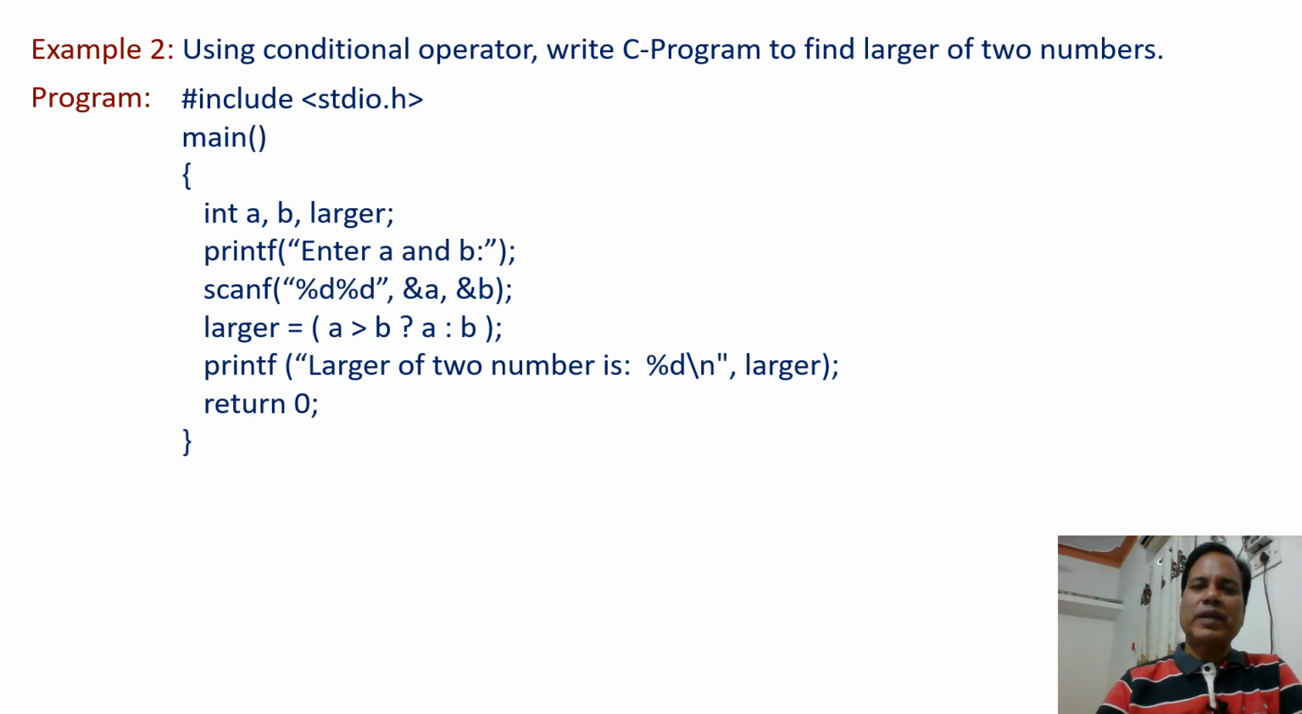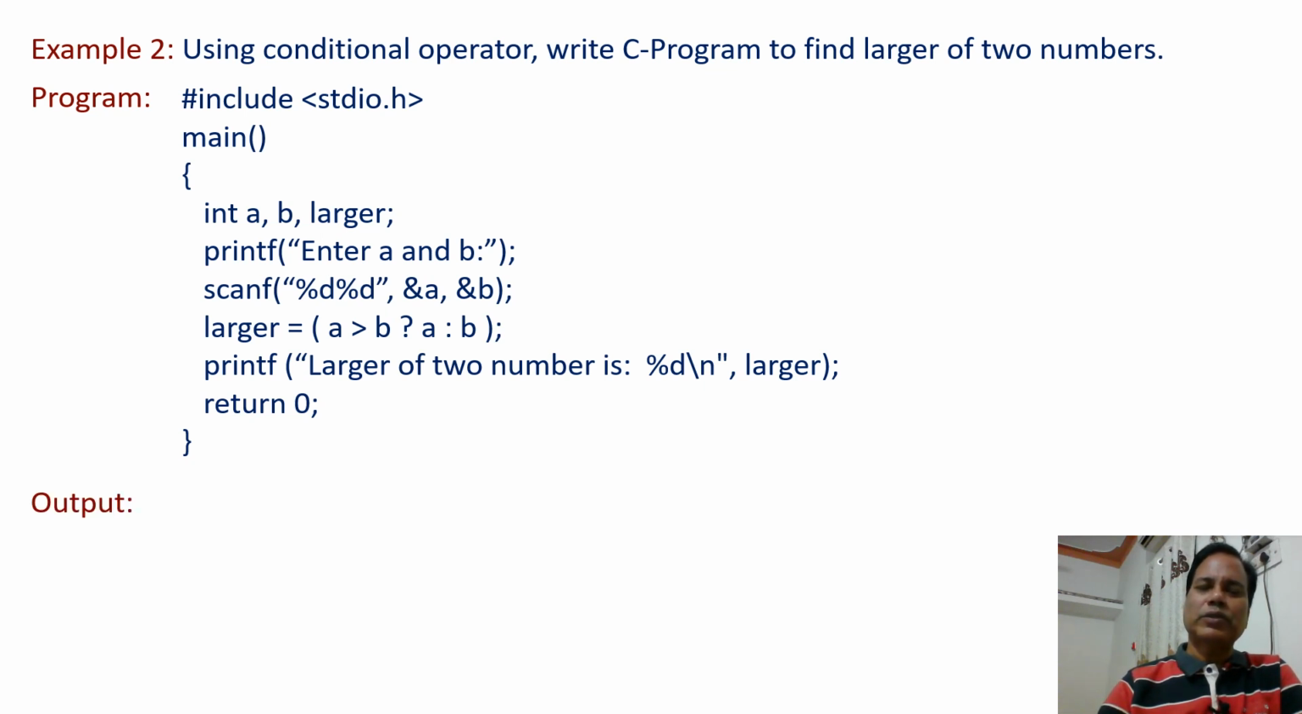Whenever two numbers are entered, the first number is stored in variable a and the second number is stored in variable b. Then the next statement uses the conditional operator. So larger equal to a greater than b. This is the condition. When the condition is checked, if a is greater than b, if true, then the value of larger is the value of a. Otherwise, the value of b is the value of the larger variable, and then we print the result, larger of two numbers is. So what is the value obtained? That gets printed at this point, then return 0.